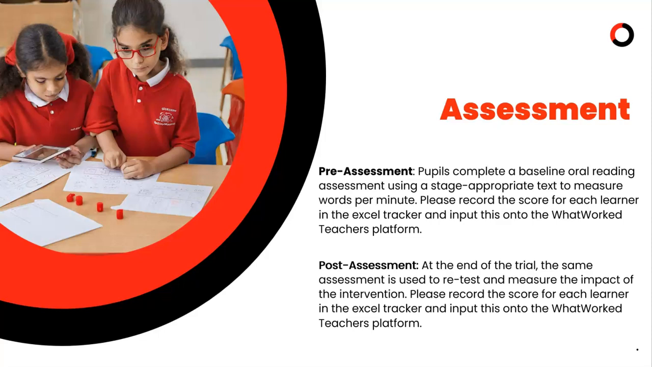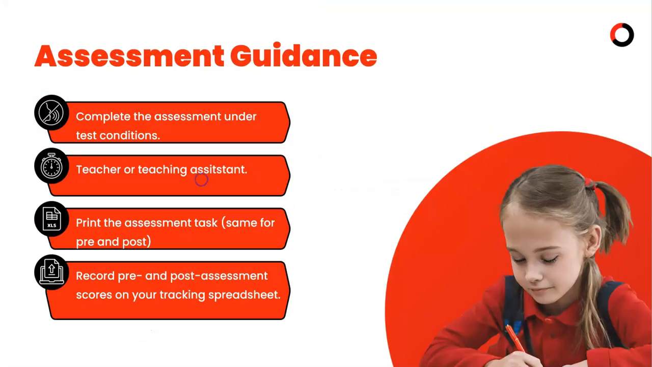And then for the post-assessment, at the end of the trial, the same assessment is used to retest and measure the impact of the intervention. So again, please record the score for each learner in the Excel tracker and input this into the What Worked Teaches platform. And please complete the assessment under test conditions. It can be done by a teacher or teaching assistant. Make sure you have the assessment task printed, which is the same for the pre and the post. And then make sure you record the scores on your tracker spreadsheet.